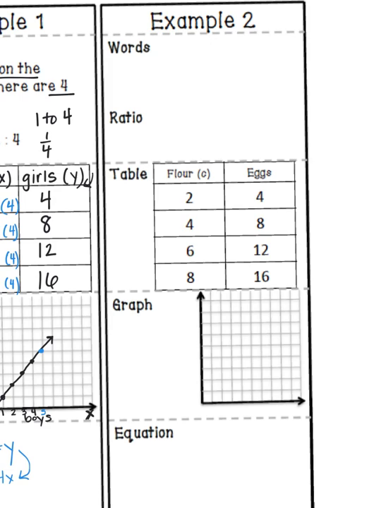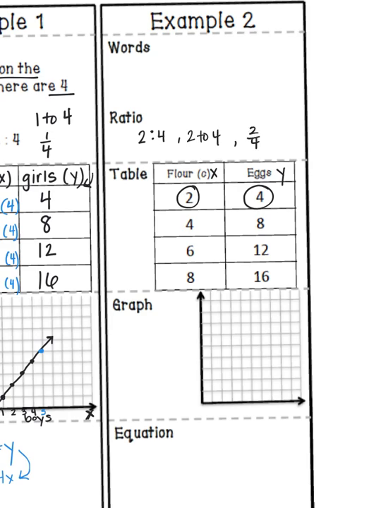So I noticed that I have flour. I'm going to call that x, and I have eggs. So I'm going to call that y. So this must be like something to do with baking or something like that. And I'm going to take my first ratio that I see, which is this one right here, and I'm going to use it to write out my ratio. So my ratio is 2 to 4. So I know that I can write it like this. I can write it like this, and I can also write it like this.